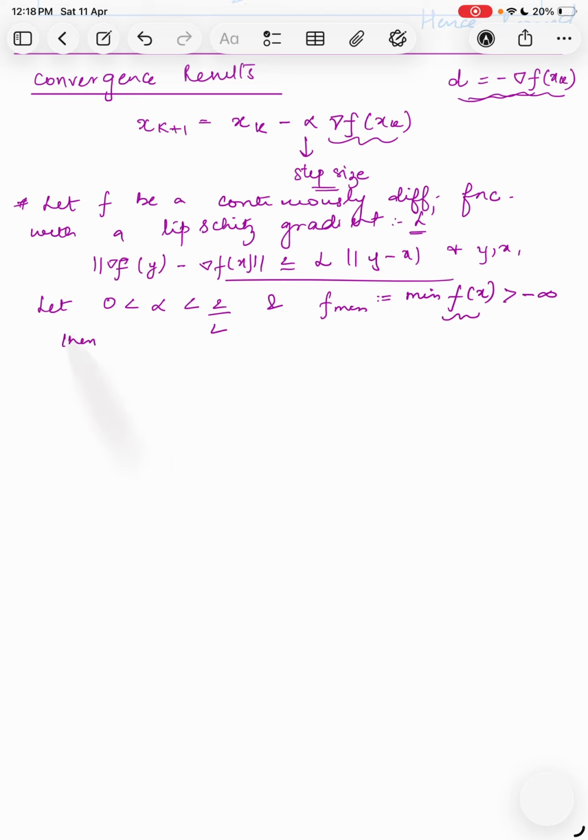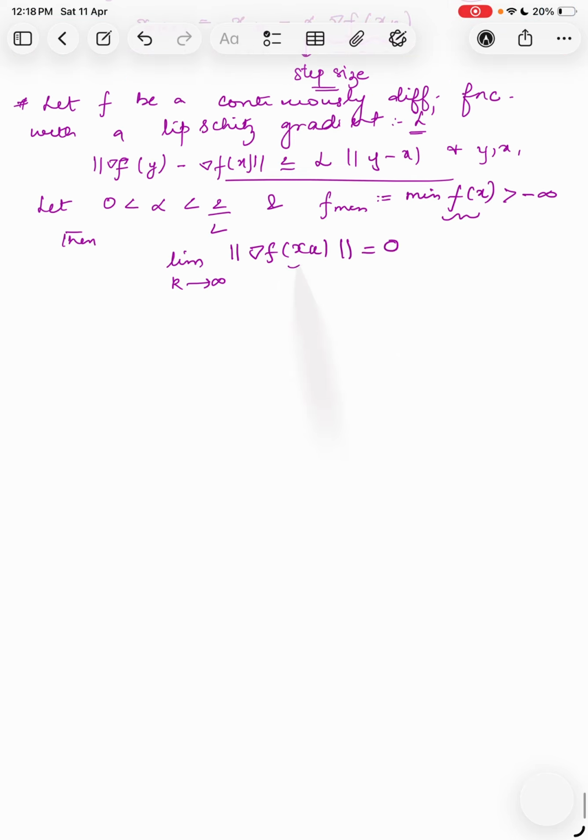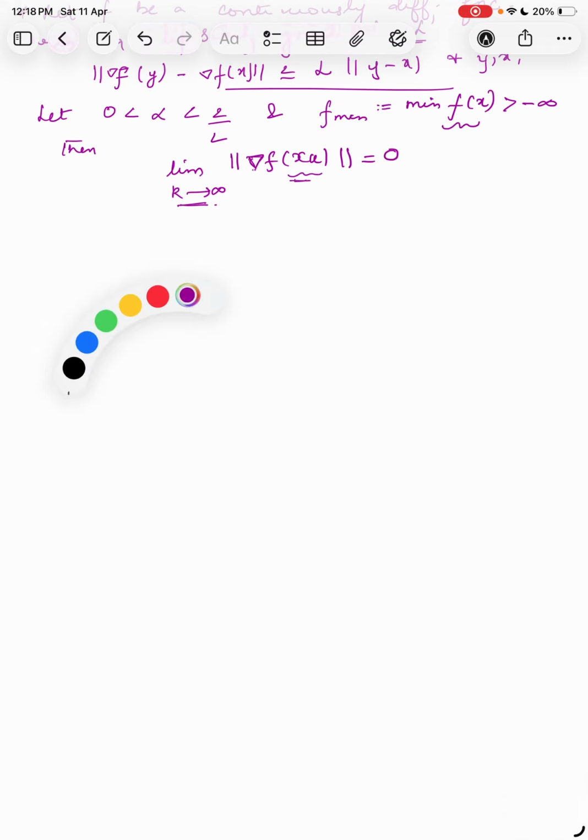Then we'll have this result: the limit as k goes to infinity of the norm of the gradient of f at xk is equal to 0. It means that when you do the iterations, at your kth iteration, the gradient's norm should be equal to 0 when k goes to infinity. So when you do a lot of iterations such that your number of iterations goes to infinity, then you will be eventually assured convergence. Let's look at the proof of this theorem.